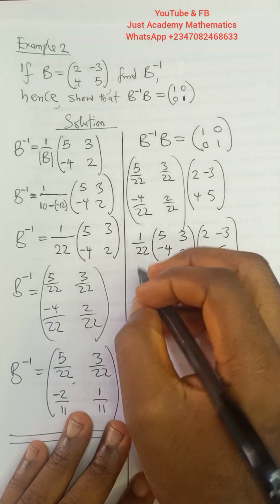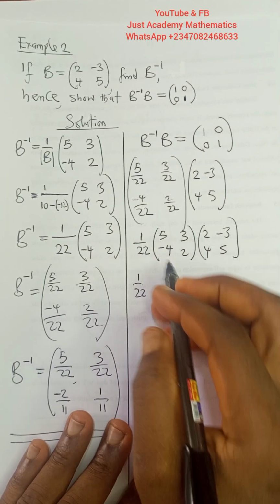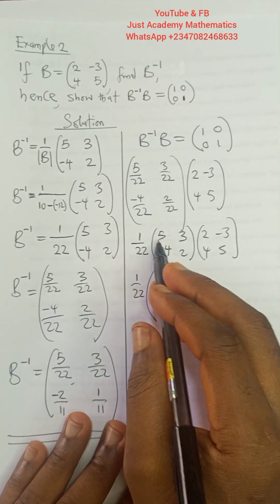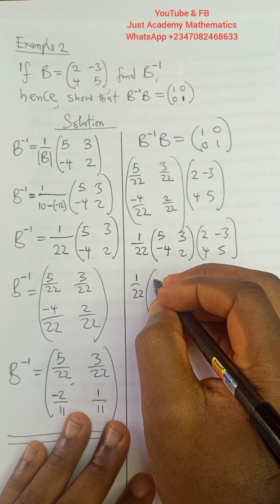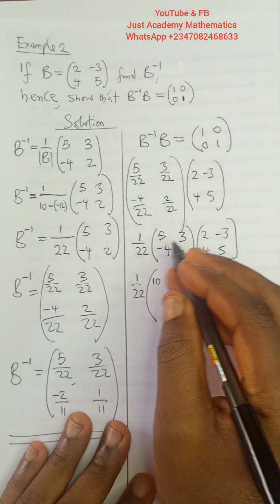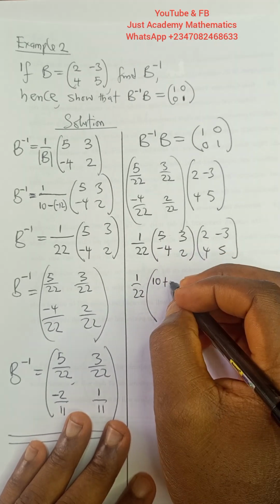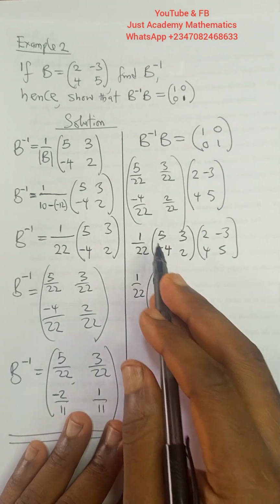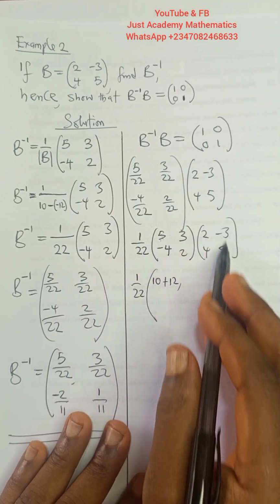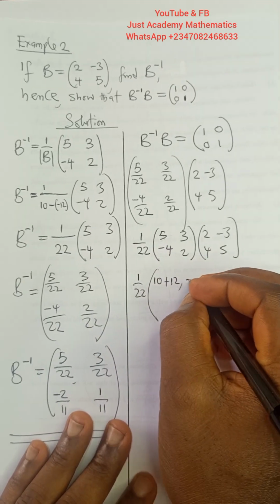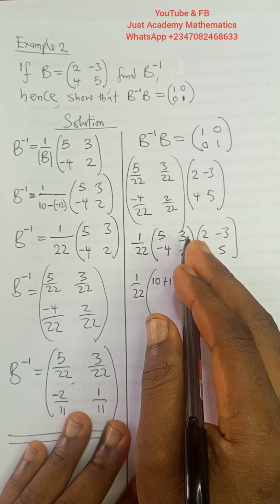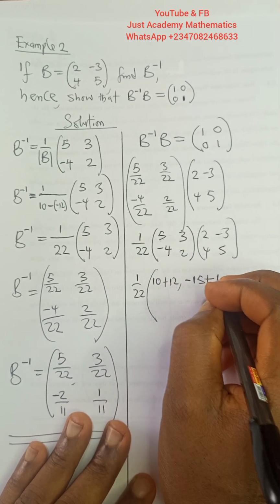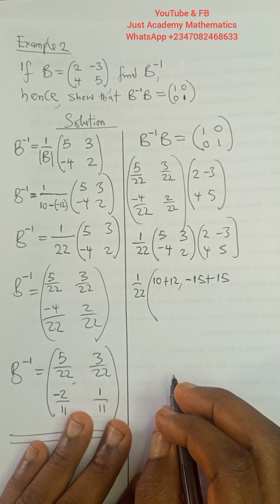Now, this will times this. Leave this one outside. Then this times this, of course: row times column, row times column. 5 times 2 is 10, plus 3 times 4 is 12. That is for this first row, column. We have passed that stage. Then the next one, row times column: 5 times minus 3 is minus 15, plus 3 times 5 will give us 15. Are you seeing it now?